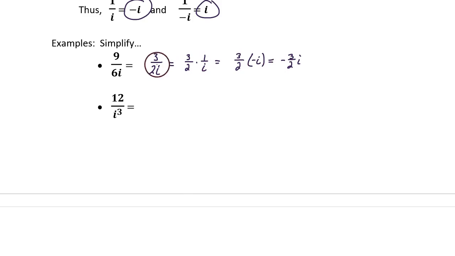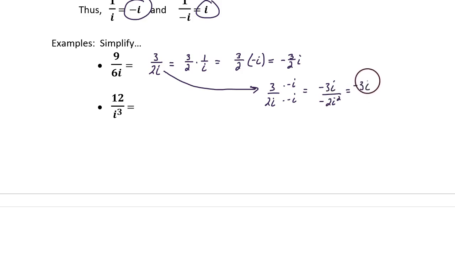If that's confusing to you, to replace an i in the denominator with -i, then the other way you could do this problem is to multiply the top and bottom of the fraction by -i. Then you get negative 3i over negative 2i squared. But what's i squared equal to? i squared is equal to negative 1. Negative 2 times negative 1 makes positive 2. And we get the same answer as we did here.